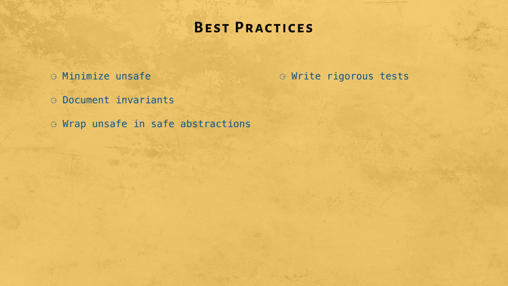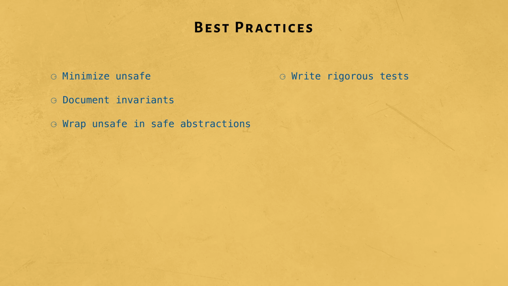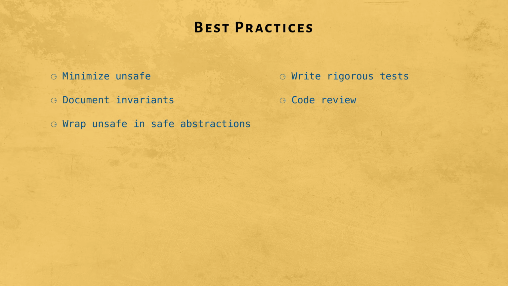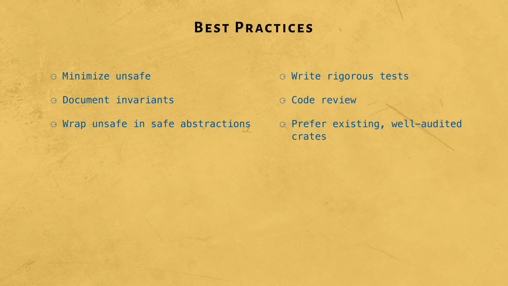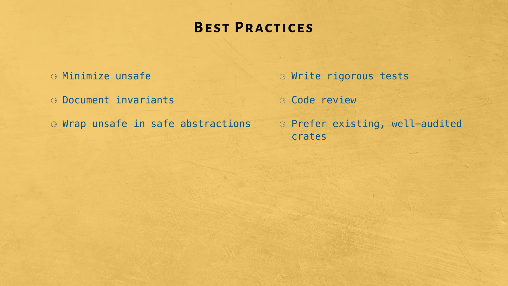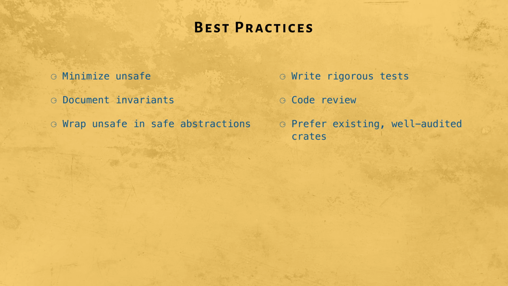Fourth, write rigorous tests. Tests should cover boundary conditions and invalid usage where appropriate. Fifth, code review. Unsafe code needs extra eyes. Sixth, prefer existing, well-audited crates for low-level tasks, allocators, lock-free containers, FFI glue, rather than rolling your own, unless you have a good reason. Here's how I want you to think about unsafe Rust.